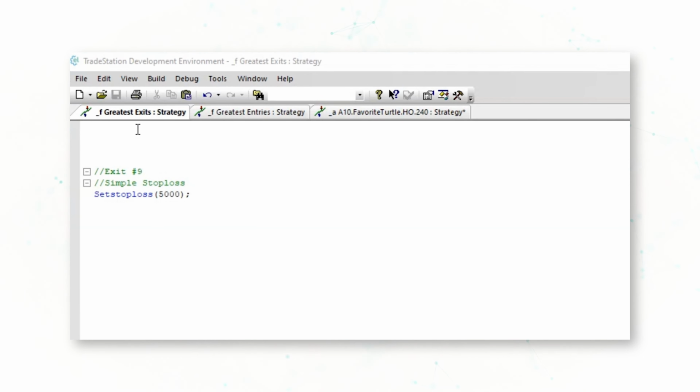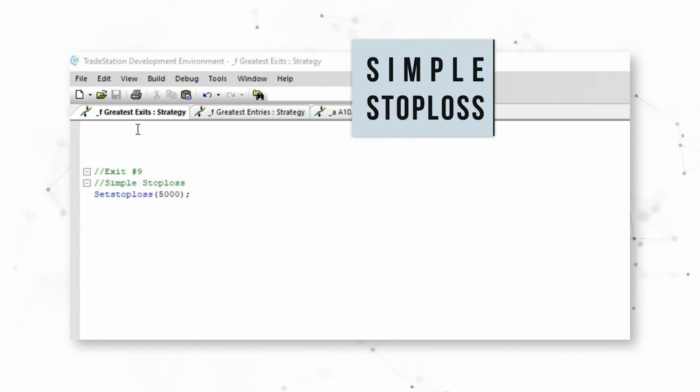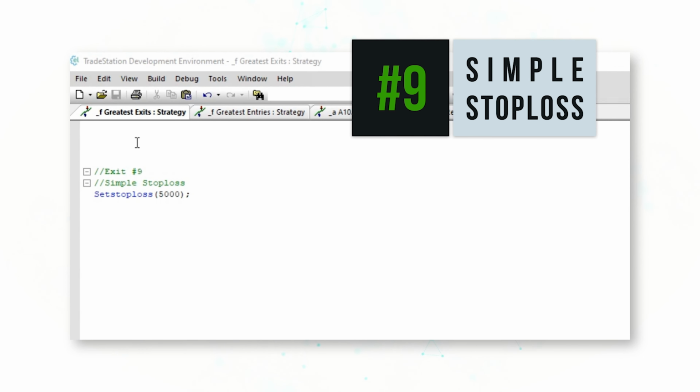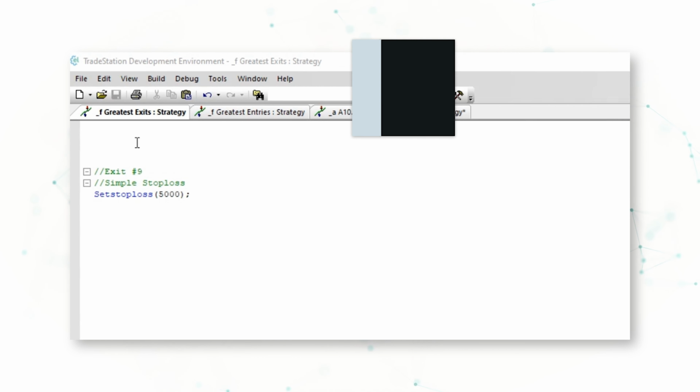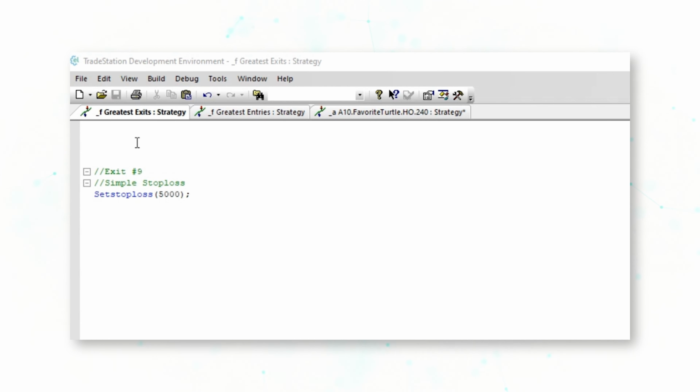For our next trading exit, we'll just look at a simple stop loss. This is the simplest of all exits, and it's a good way to manage risk. What this exit does is it says if the system is at any point losing $5,000 per contract, just exit the position. Exit the position immediately.